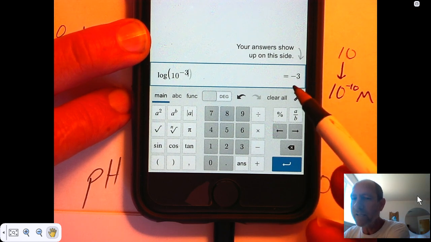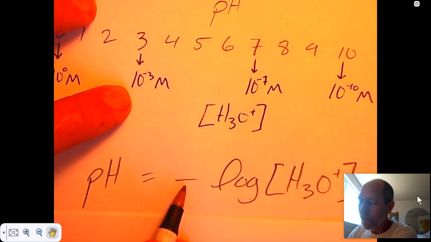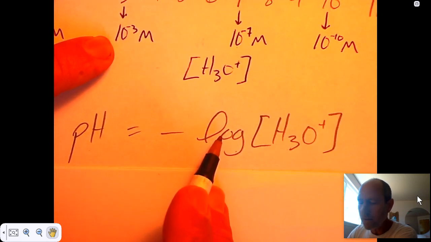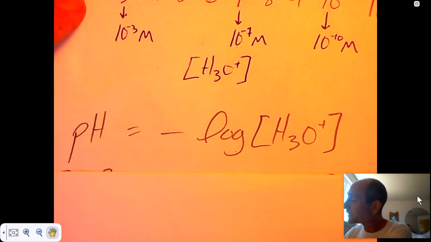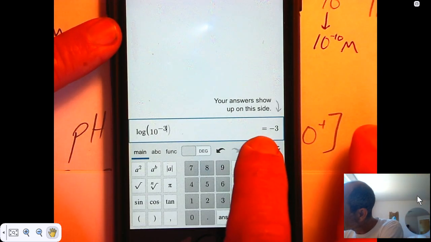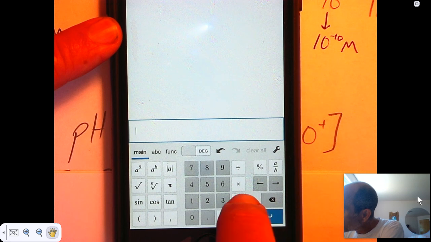This is not a pH of negative 3. What I did is I forgot about this right here. It's the opposite of the log of the hydronium ion concentration. So let's go ahead and go back and do that over again. Clear all. We want the opposite.